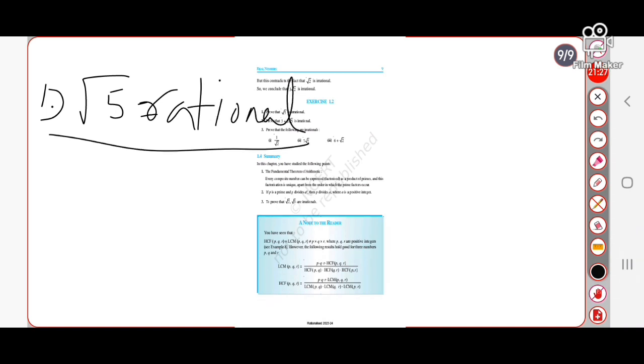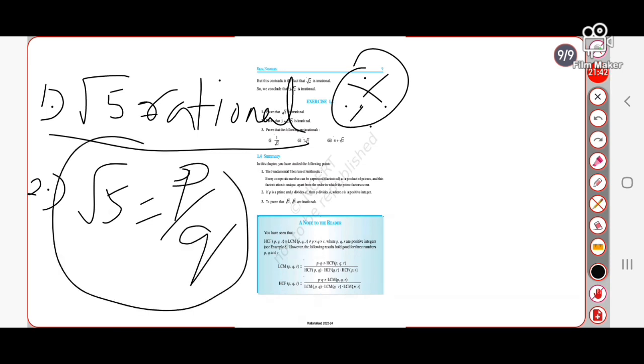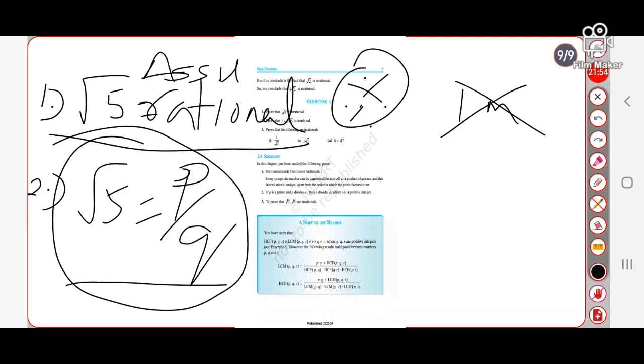This step is most important. You need to write the sentence, let us assume root 5 to be rational. You cannot just directly say root 5 is equal to p by q. If you write this as your first step, I'm sure they won't give you even a single mark, because directly we cannot say root 5 is equal to p by q before our assumption. Don't forget it. If you start with this line, they won't give you even 1 mark, because the entire sequence is wrong.